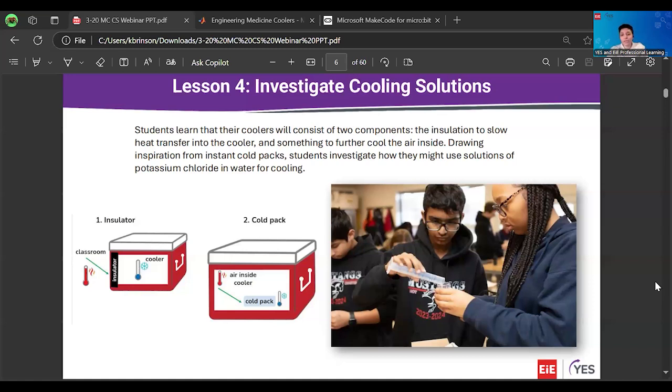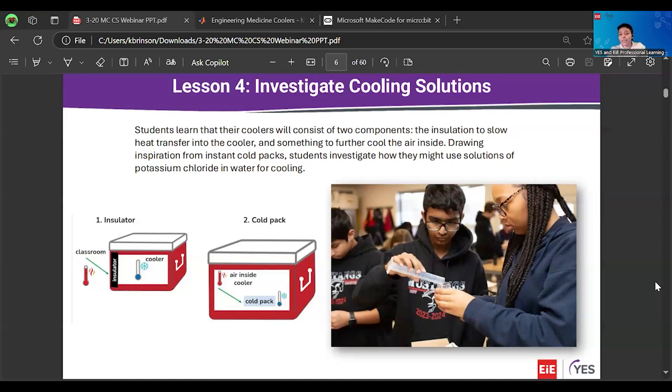So it's a bit of a jigsaw. All the groups will test different amounts of potassium chloride with the same amount of water. Your water will always be 30 milliliters, and then the students will test 0.5 grams in 0.5 intervals up to 10 grams of potassium chloride.